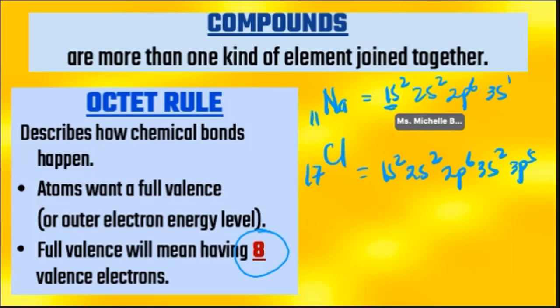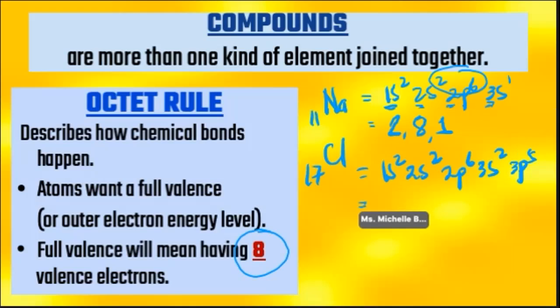So in the first energy level for sodium, it has only 2 electrons. In the second energy level, take note, this 2 means second energy level, it's 8, right? And then on the last or outermost energy level, we have only 1 valence electron. Then on the other hand, for chlorine, we have 2 on the first energy level, 8, and 7. So atoms want to achieve full valence.